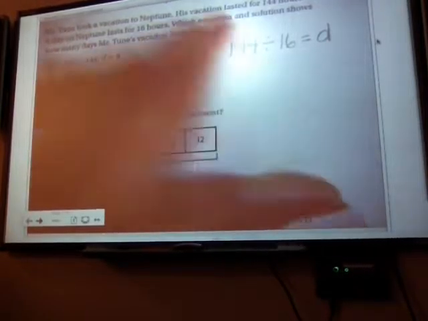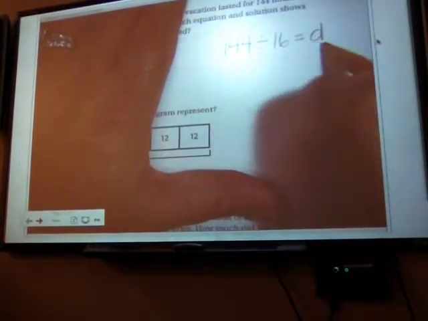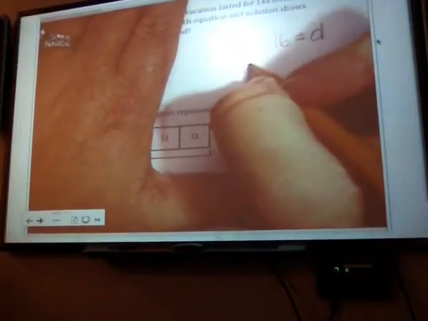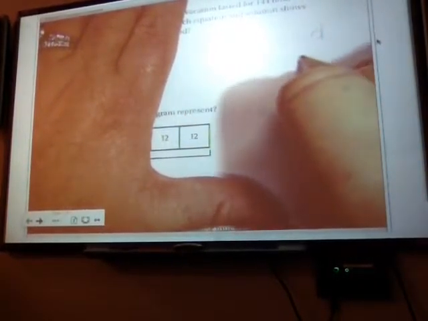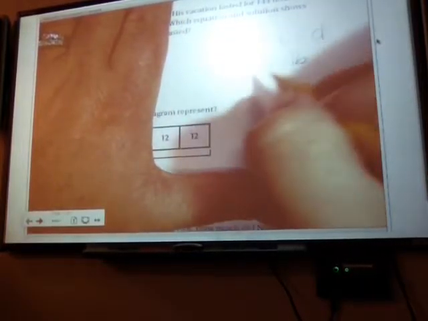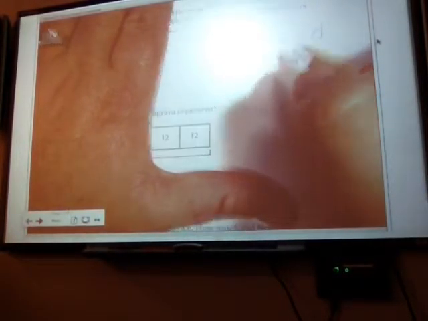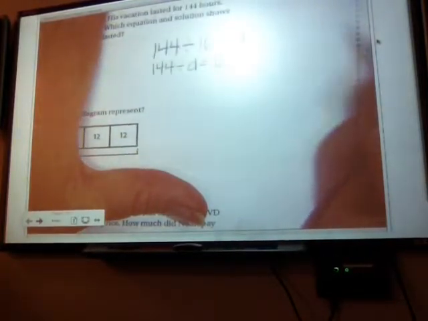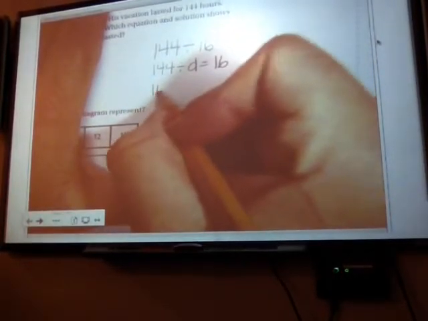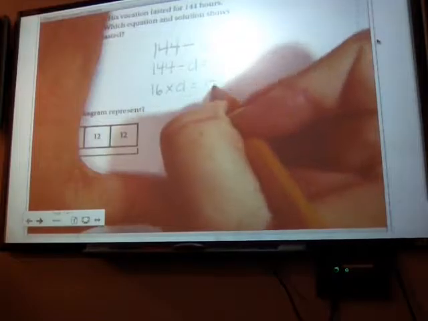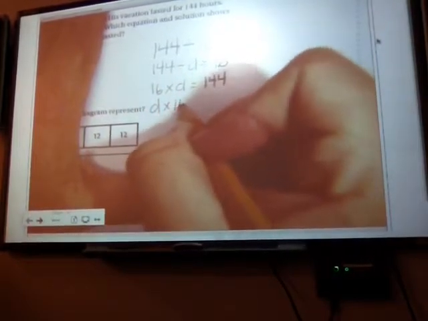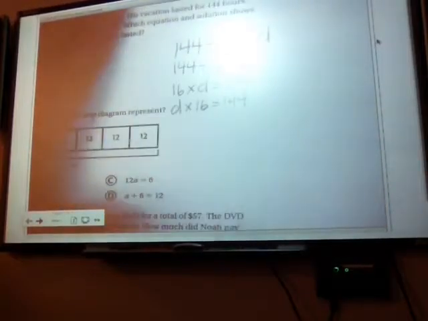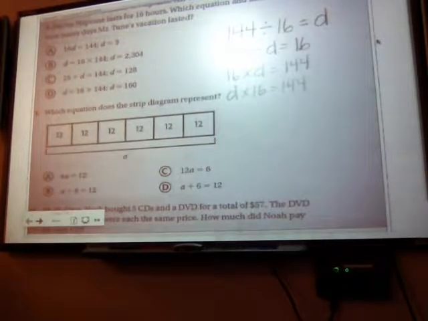Okay? So what is another way? Well, let's look at my fact family. If I know 144 divided by 16 is D, then 144 divided by D is 16. So what is the inverse of division? Multiplication. So if 144 divided by D is 16, then what can I say for my multiplication? 16 times D is 144. And D times 16 is 144. Now look at my answer choices. Do I have one of those equations on A, B, C, or D? Yes. What do I have, Austin, on one of those equations?